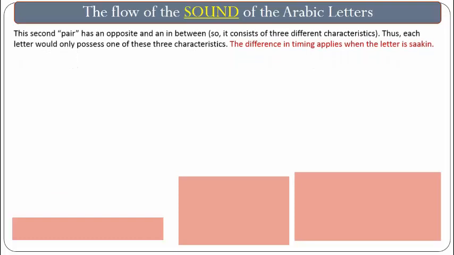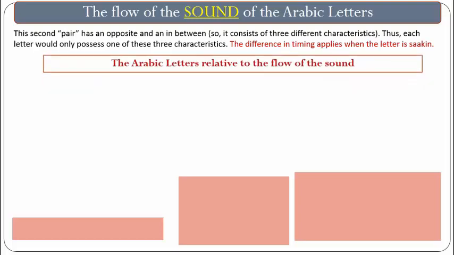This second pair has an opposite and an in-between. So it consists of three different characteristics. Thus, each letter would only possess one of these three characteristics. Now, there's another aspect in relation to the difference in timing in the letters when they are pronounced. And this is brought out when the letter has sakin, which we are going to be able to observe, inshallah.